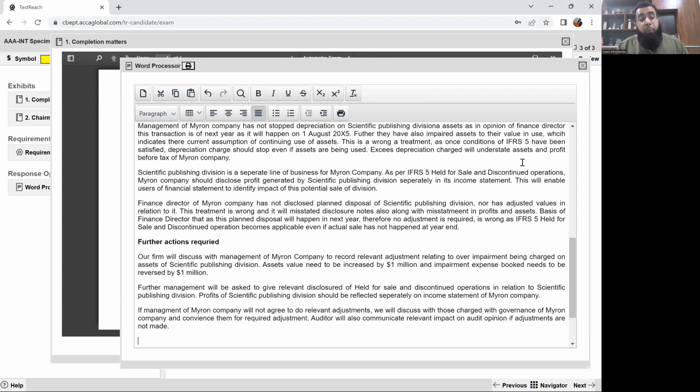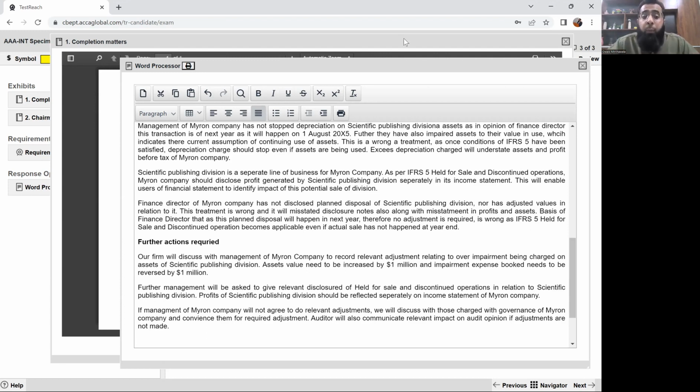You can also write one more action that we will take a management representation letter. If they don't agree to make the adjustments, in that they will write that, okay, the auditor warned us. Despite that, we didn't make the adjustment and the auditor is modifying the opinion and we are okay with it. Okay, because later on the management will argue that, okay, you didn't warn us. So they have to write in the rep letter that we gave them the relevant warnings.